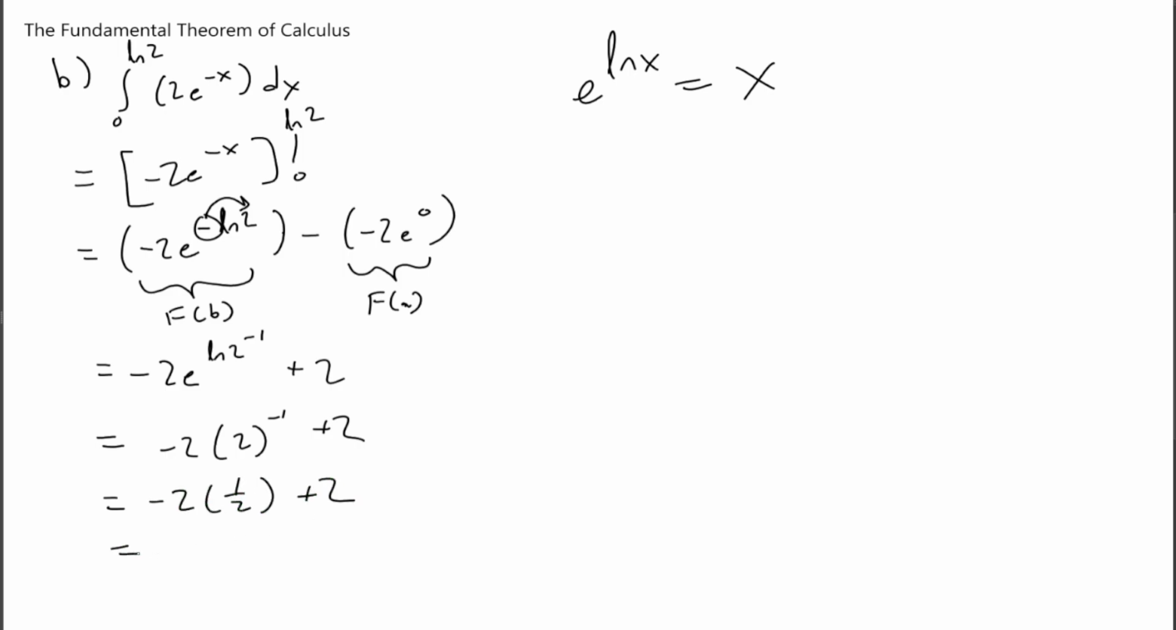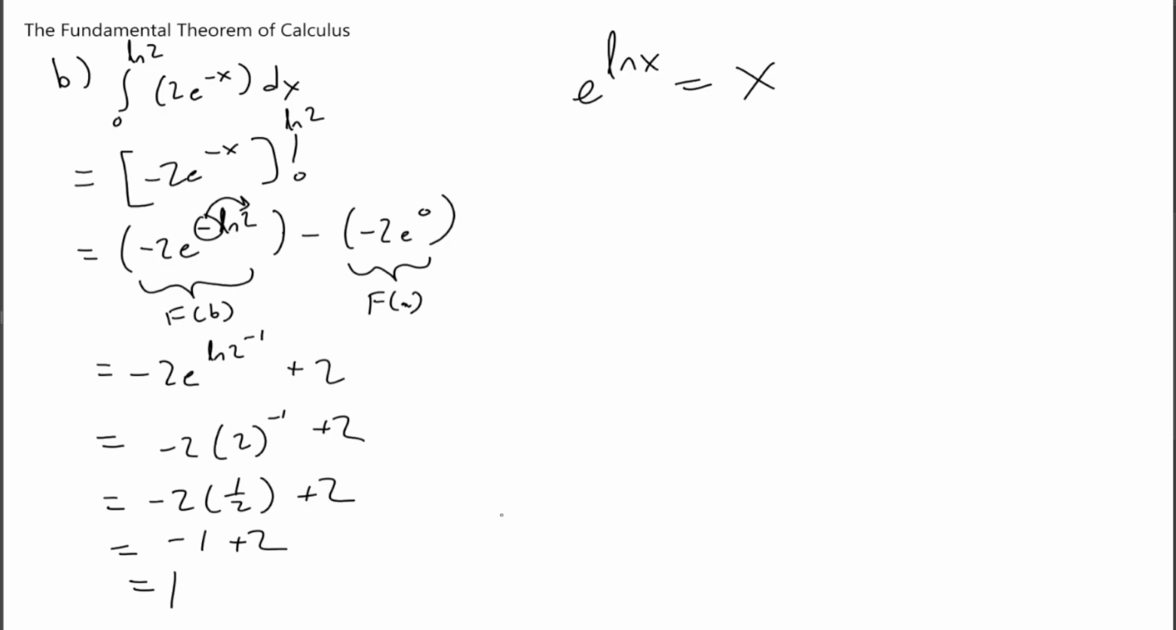This is going to be equal to negative 2 times 2 to the negative 1. Recall that e to the ln x is just equivalent to x. So in this case, it's going to be plus 2. We're going to get negative 2 times a half plus 2, and negative 1 plus 2 is equal to 1. And that, gentlemen, is the fundamental theorem of calculus.